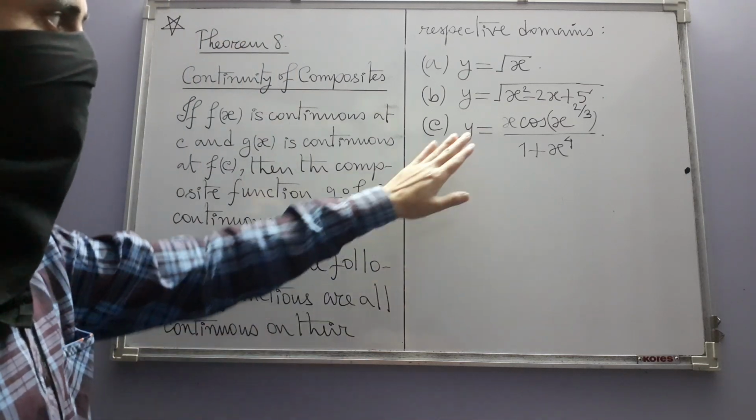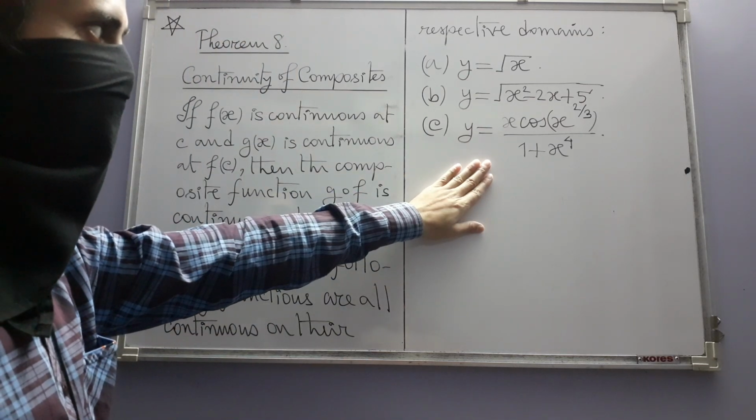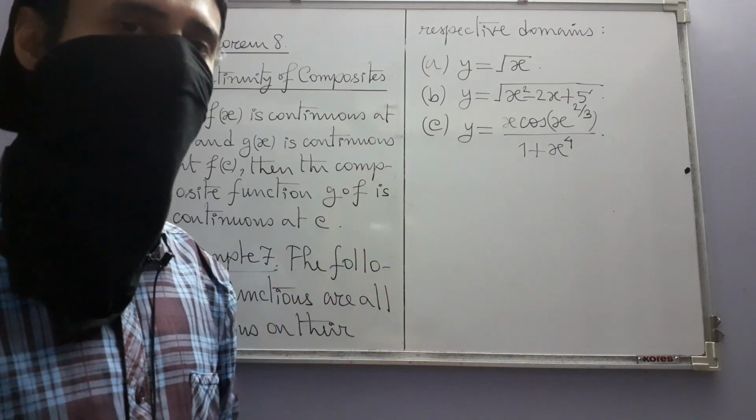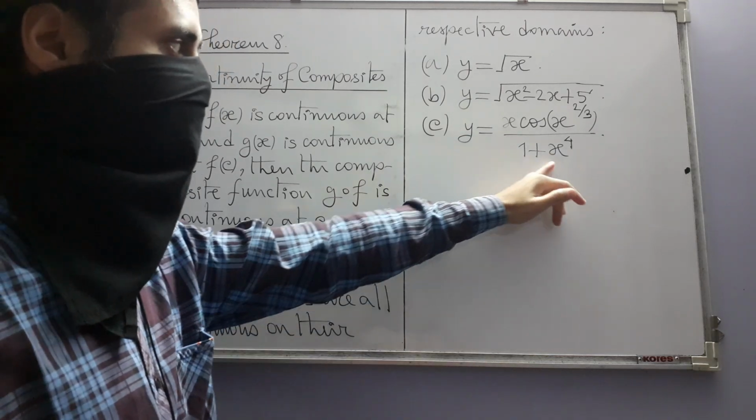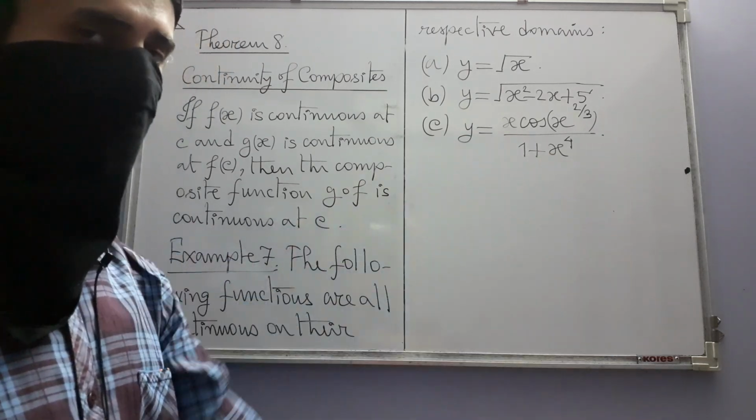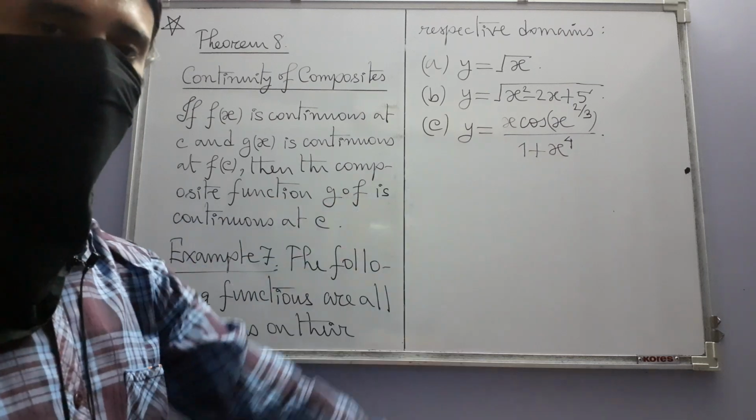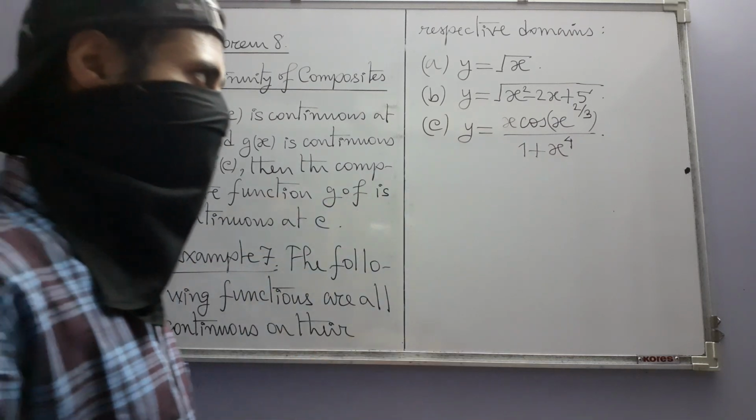Okay, so let us see that the denominator is never 0. The denominator is a polynomial and it never becomes 0. For no x is this equal to 0. So there is no problem with that.